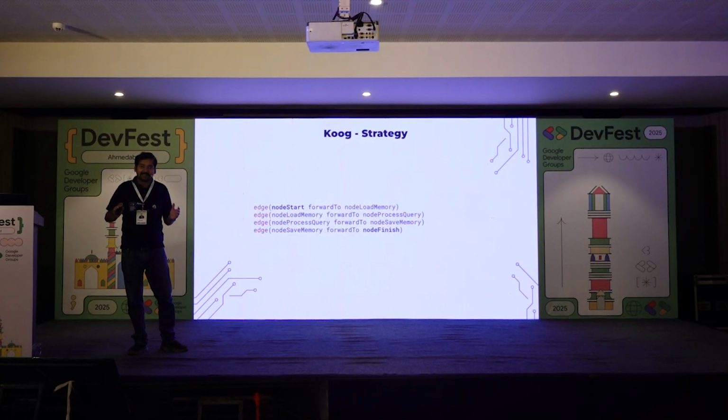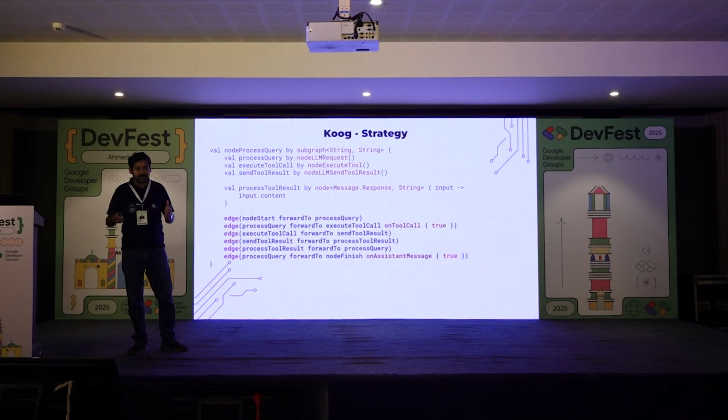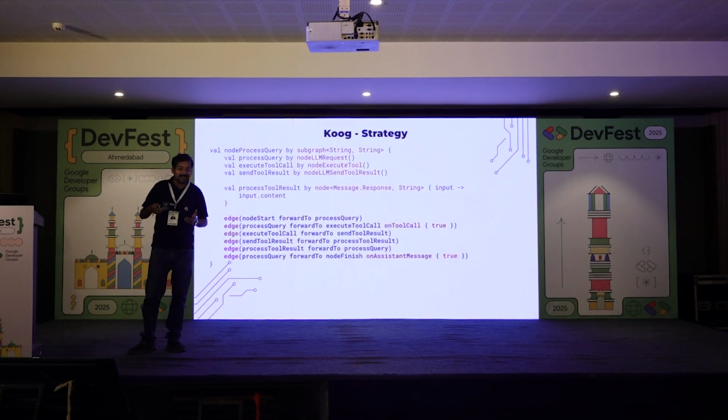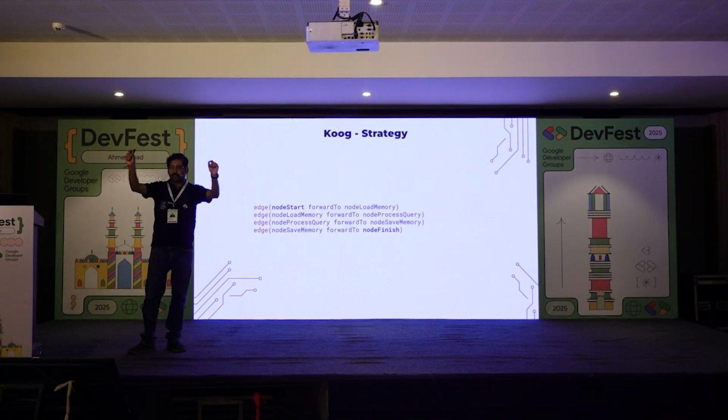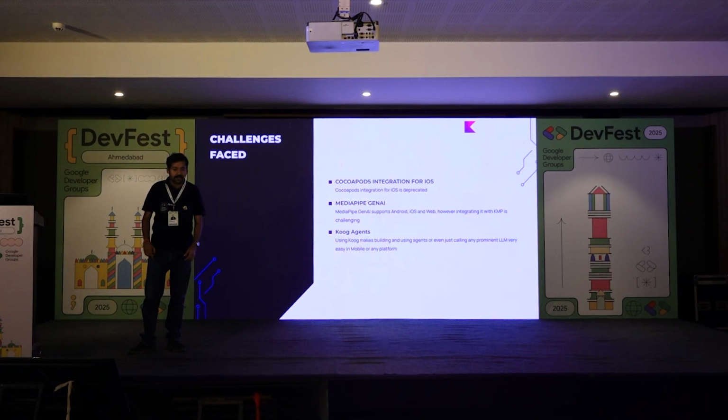And the edge is the thing that connects a strategy. So you can create a subgraph, or you can create a node, right? And an edge connects all those nodes and subgraphs together. It should always start with node start, and it should always finish with node finish, right? So that's your graph, and yeah, that's it.